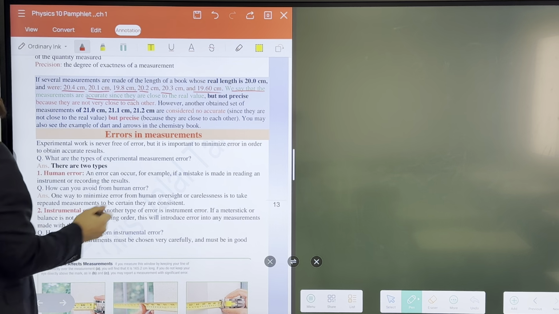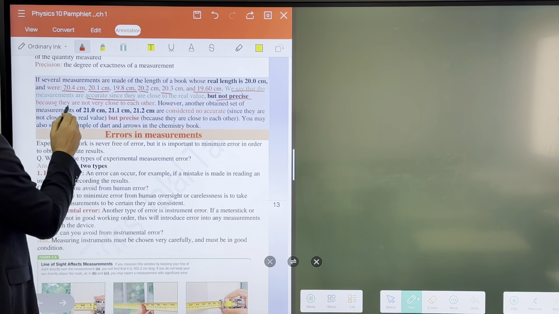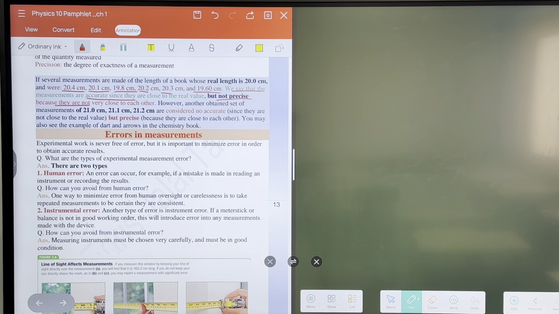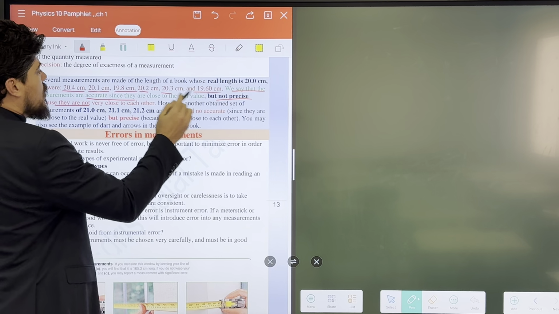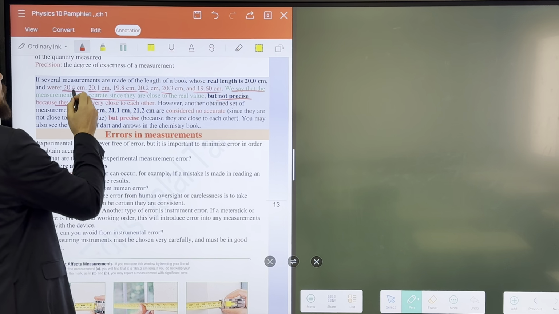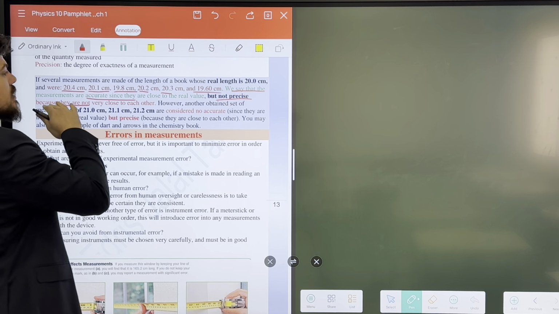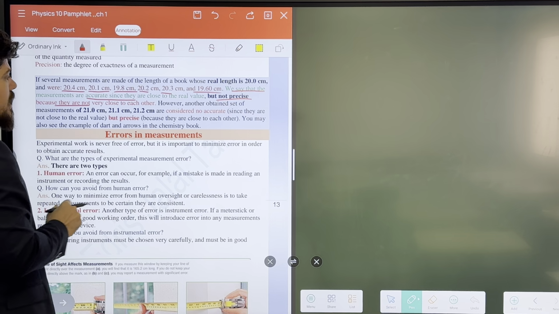But these measured values are not precise. Why are they not precise? Because they are not very close to each other. After the decimal, the numbers are not close to each other. Why? Because 19.6 is far away from 20.4. It is not regular and uniform. So that is why we cannot say this is precise.